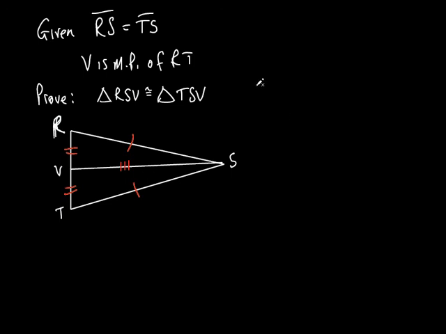So anyway, you write all the givens. All right. The reason for this is because of the definition of a midpoint. SV equals SV because of the reflexive property. You got all that stuff. Then you can say the triangles are congruent because of side. Everybody good? Yeah. All right.